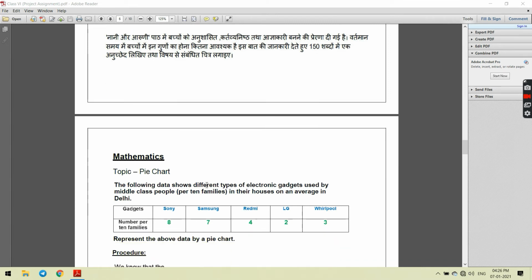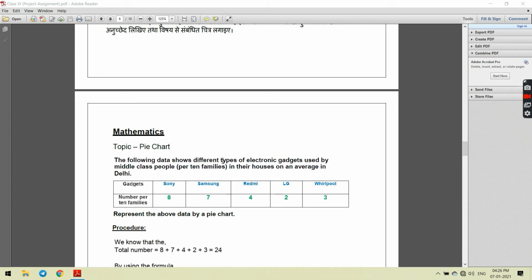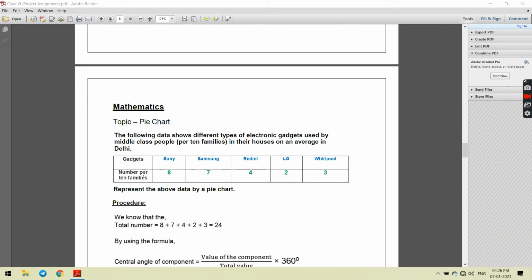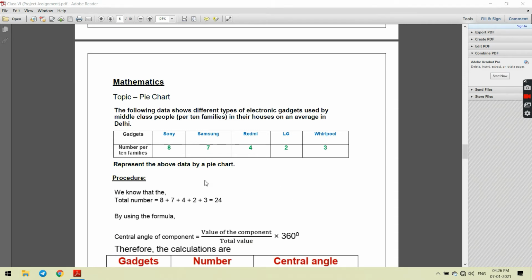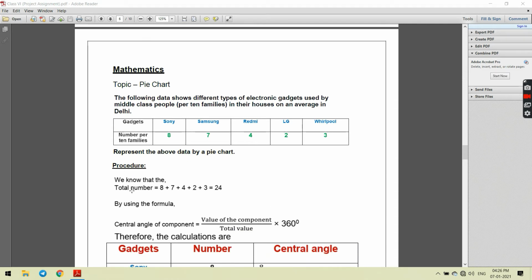Now I am coming to your mathematics project. The topic of this project is pie chart. The following data shows different types of electronic gadgets used by middle class people per 10 families in their houses on an average in Delhi. You can see that different gadgets like Sony, Samsung, Redmi, LG and Whirlpool are shown here, and different numbers, which are number of families per 10 families, are given for respective companies or gadgets. To do this topic, first you have to work out the total number of families out of 10 families, for which you have to add these respective numbers and you will get 24 out of it.